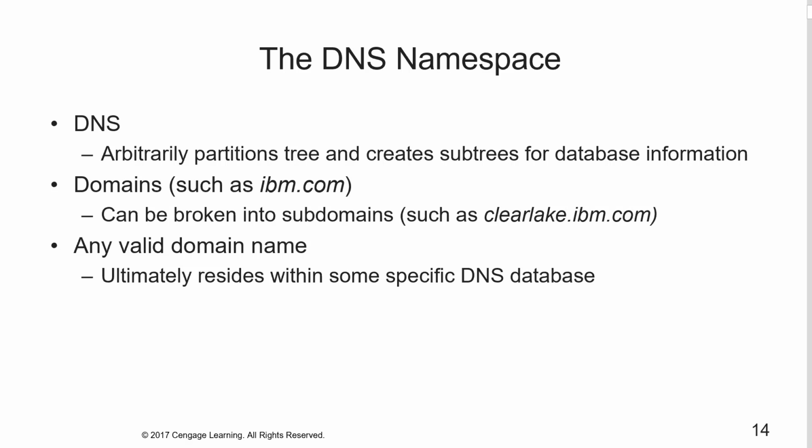In terms of the namespace of domains and subdomains, another way to look at it is that everything to the left of the domain name, quote unquote, belongs to the domain name. So when we say clearlake.ibm.com, everything left of .ibm.com belongs to the domain. And any valid domain ultimately resides within some specific DNS database.